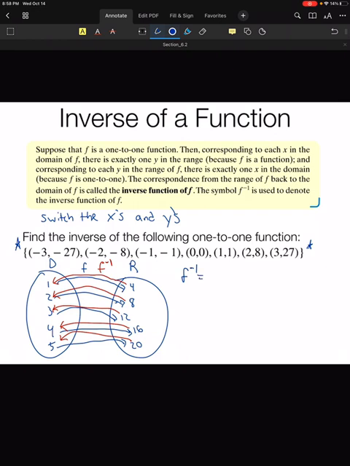So f inverse is, again, the set of points, but that first point is -27, -3. So you see all I did was switch the x's and y's in the points. The next one would be -8, -2, -1, -1, 0, 0, and then 1, 1. Those didn't change because the x and the y's were the same. But then 8, 2, and 27, 3. And so that is the inverse function. All I did for those xy pairs was switch them. And that idea is going to persist throughout finding these inverse functions. So that's the inverse of a function.